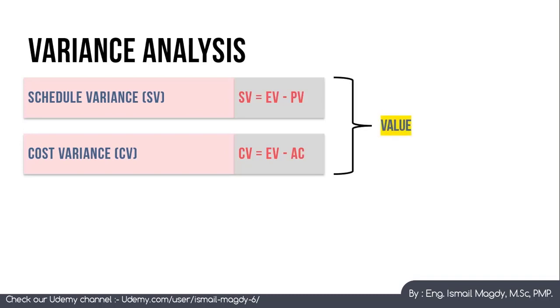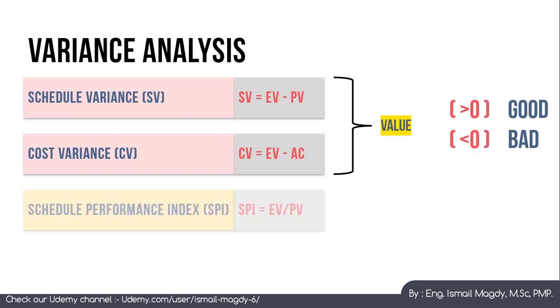The result here is a value, and if it is higher than 0, this is a good indication, because it means that the project is ahead of schedule or under budget, and if the result is lower than 0, this is a bad indication, because it means that the project is behind schedule or above budget.